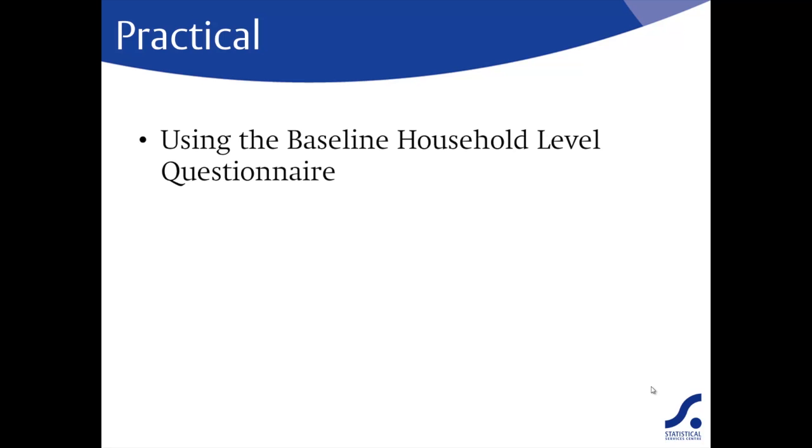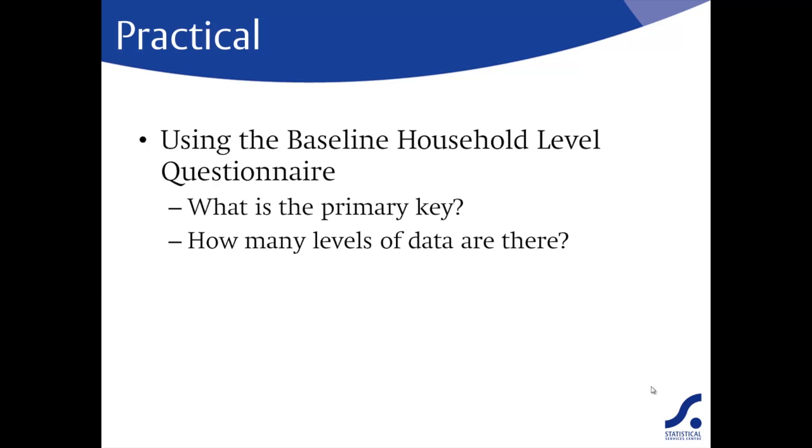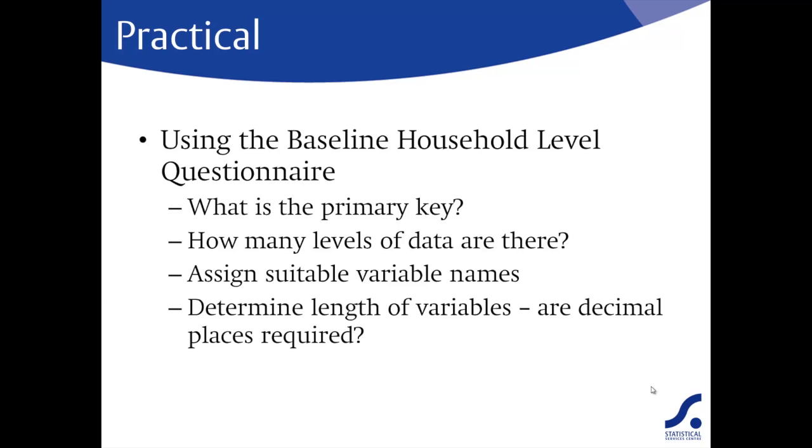So now it's your turn. We want you to use the baseline household level questionnaire provided on the Moodle site, and we want you to determine the primary key, work out how many levels of data there are, assign suitable variable names throughout the questionnaire, work out the length and type of each variable you need. Do you need decimal places on any of the variables? Don't forget to allow the space for the decimal point. Don't forget any other specify fields.